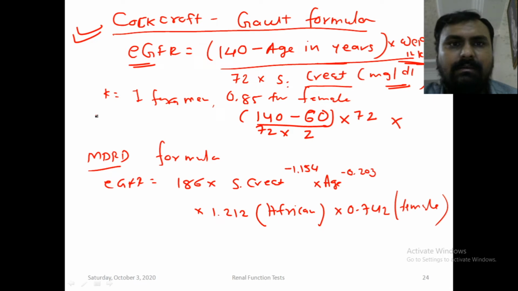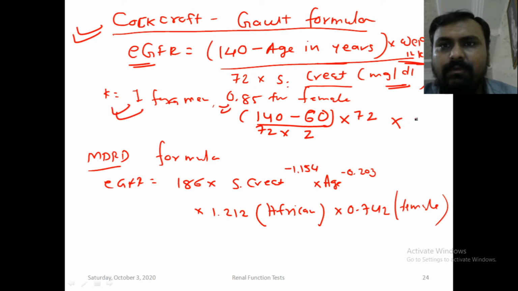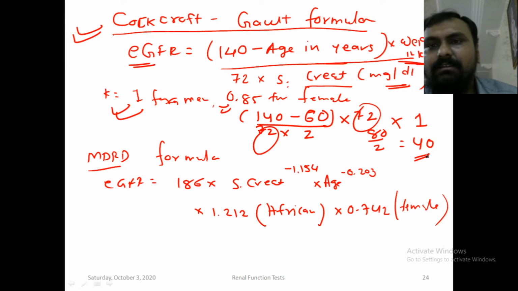And K is 1 for the male and 0.85 for the female. So if it is a male, then you have to write 1. So 140 minus 60, that is 80. This 72 is 1. 80 divided by 2, that is the eGFR, estimated GFR, which is 40. So how is it different from the GFR?